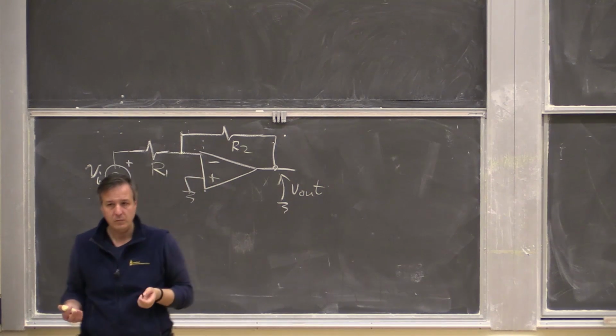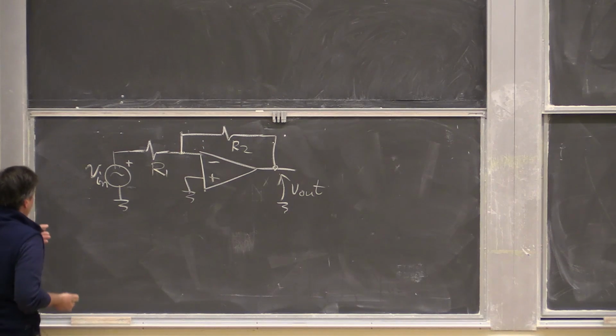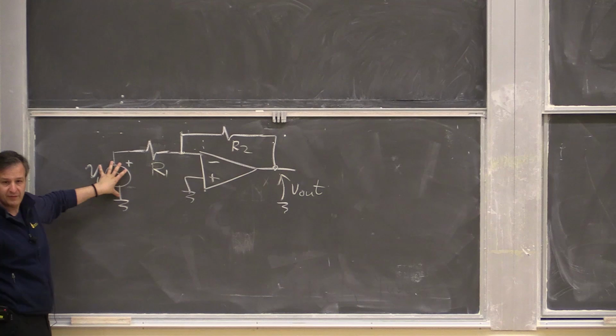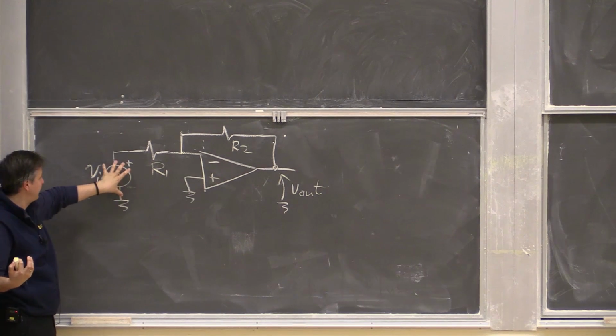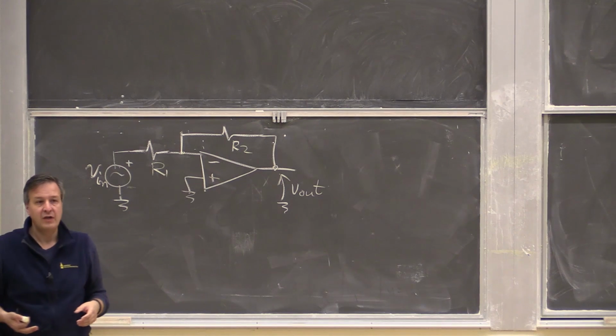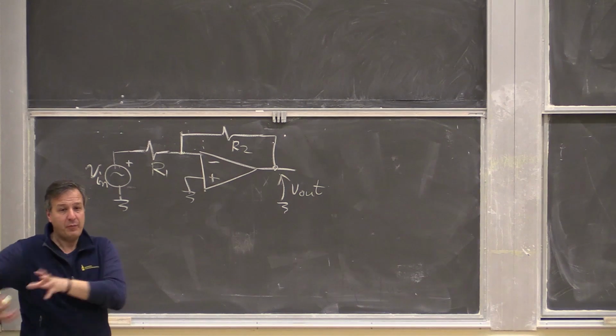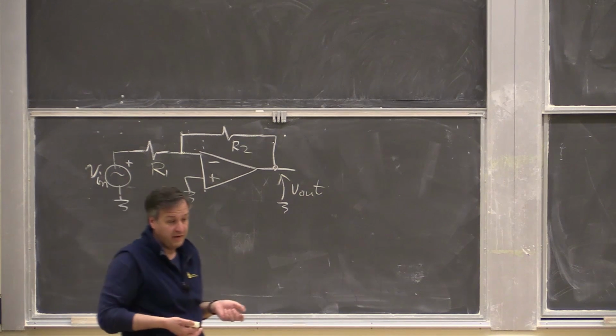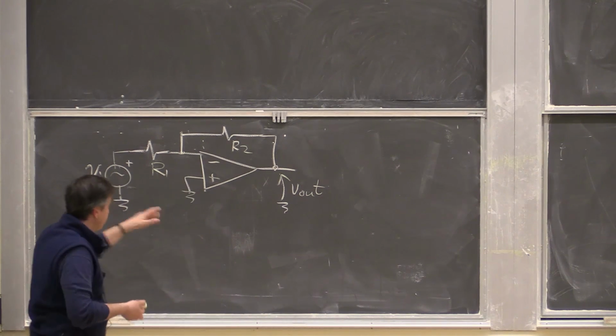Usually, this V in will be coming from some other circuit, right? So I'm not just going to be putting it as V in, but like some V in or Thevenin or some source resistance, simply because any circuit, as we know, can be modeled as a Thevenin source and a Thevenin resistor, right? And you'll see some of that today too.